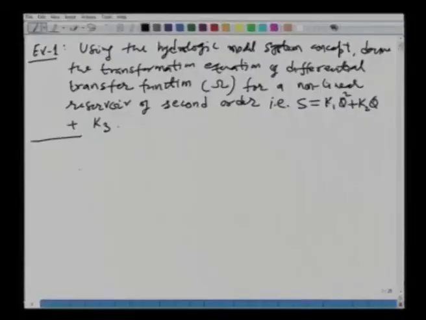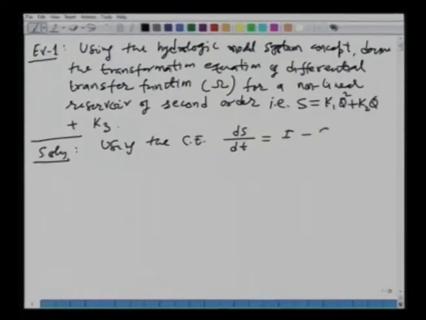We will follow exactly the same procedure which we did earlier. We will use the continuity equation and then replace the dS by dt term using the expression which is given to us. Using the continuity equation, we have dS over dt is equal to I minus Q. This is the basic continuity equation we have derived.